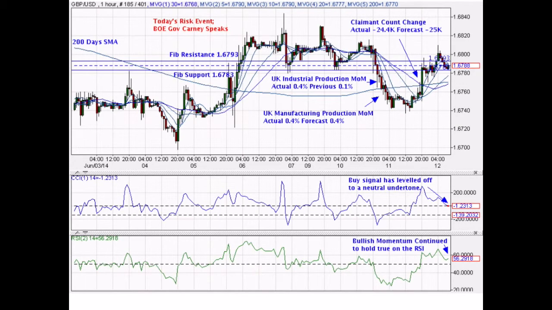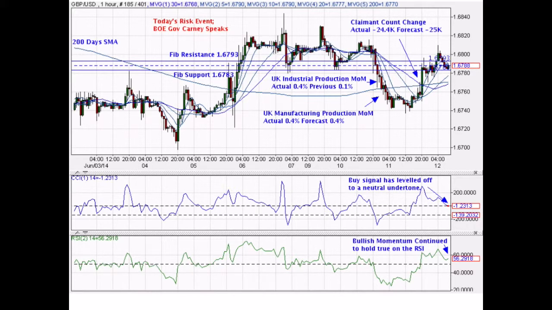Analysis of a collection of technical indicators on the hourly time interval on the pound dollar cross is suggestive of a temporary neutral market sentiment and recommends holding positions on the pound. The pound dollar pair opened today's Sydney trading session midway between the established Fibonacci support at 1.6783, while the Fibonacci resistance is set at 1.6793.